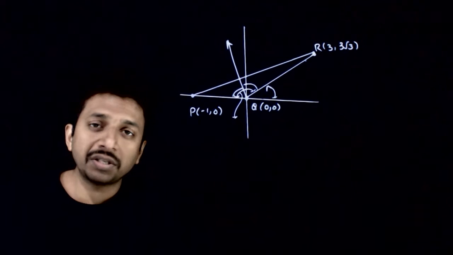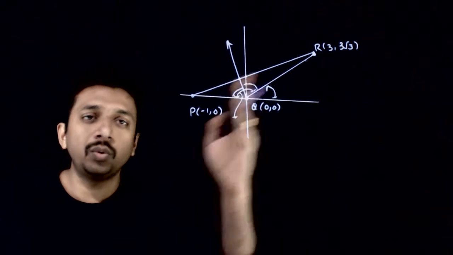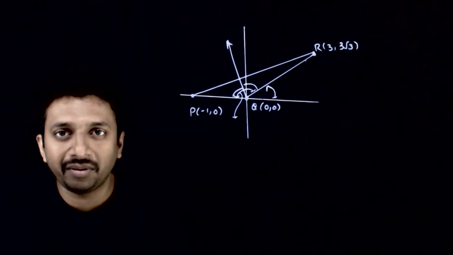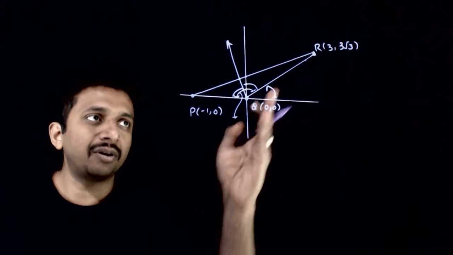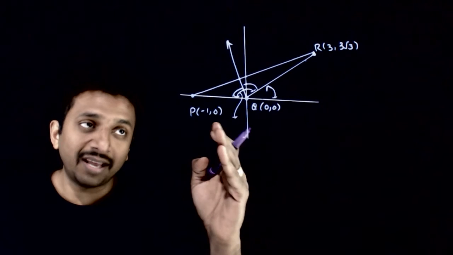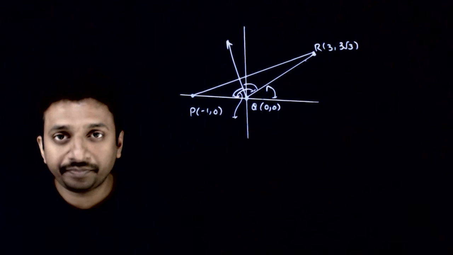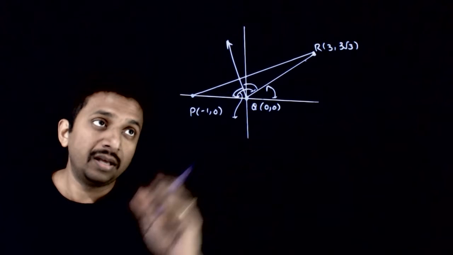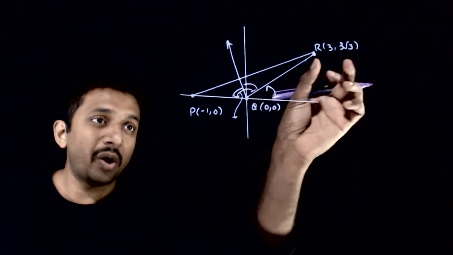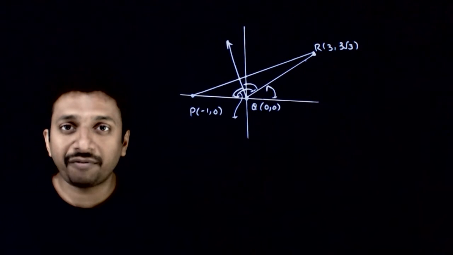So welcome students. In this question you're given 3 points P, Q, R: minus 1, 0, 0, 0 and 3, 3 root 3. You're asked to find the angle bisector of the angle PQR. The angle bisector of the angle PQR obviously passes through Q. Now, if you want the angle bisector, let us find some angles. These points given are very straightforward points.